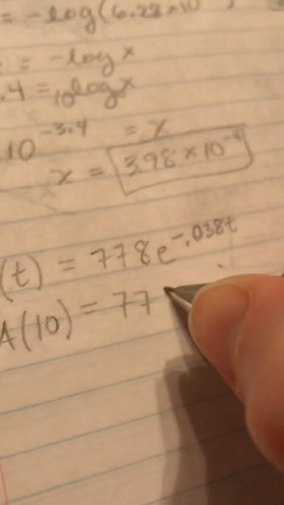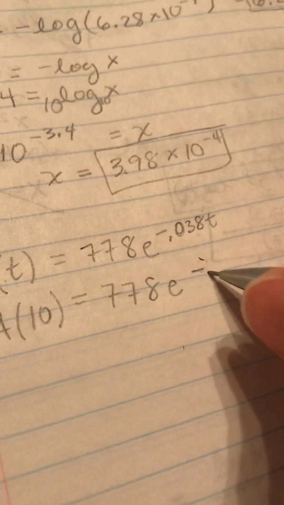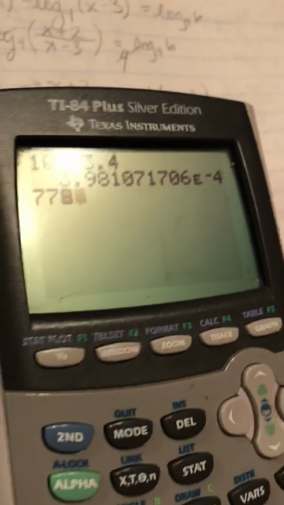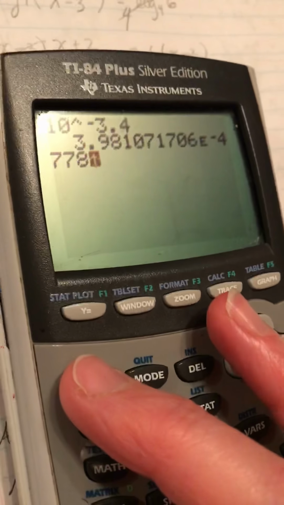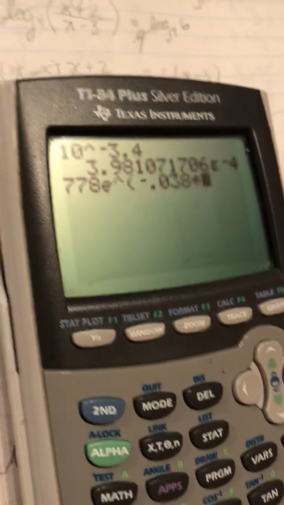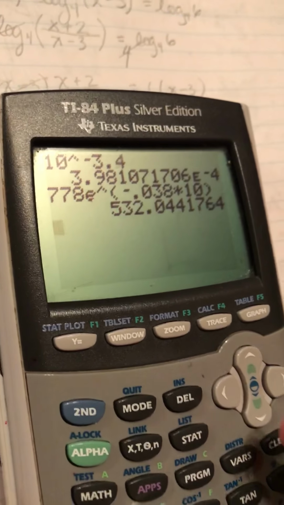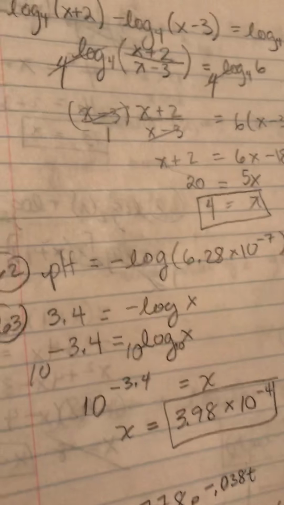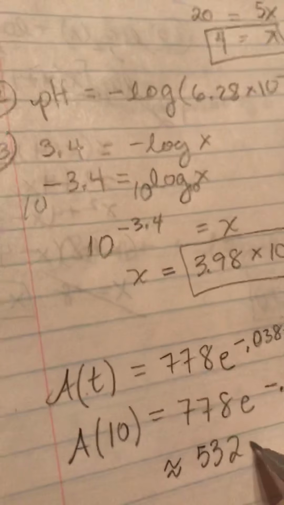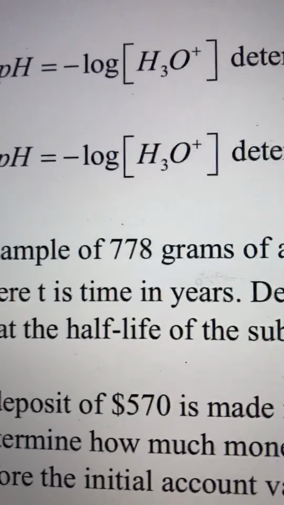Plug in time equal to 10. So that's just a calculator problem. 778 e to the, second ln is your e, to the negative 0.038 times 10. We'll calculate that power. So that's 532 approximately. 532 grams. And then it says determine what the half-life of the substance is.